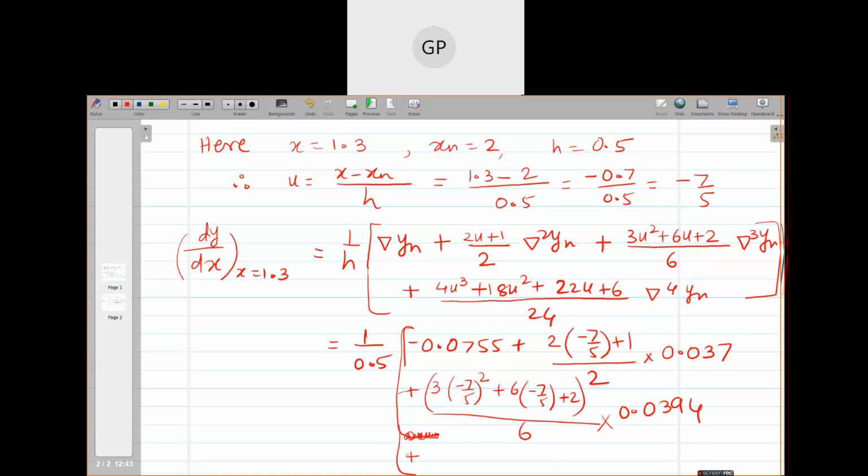Are you getting it? Yes, ma'am. Plus 4 into bracket minus 7 by 5 cube plus 18 into bracket minus 7 by 5 square plus 22 into bracket minus 7 by 5 plus 6, the whole thing divided by 24 and into this whole thing, what is the last difference that we are getting? Minus 0.0215, and bracket complete. Tell me as you finish.